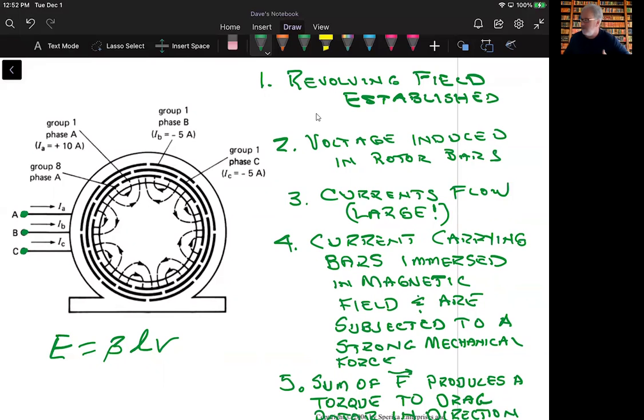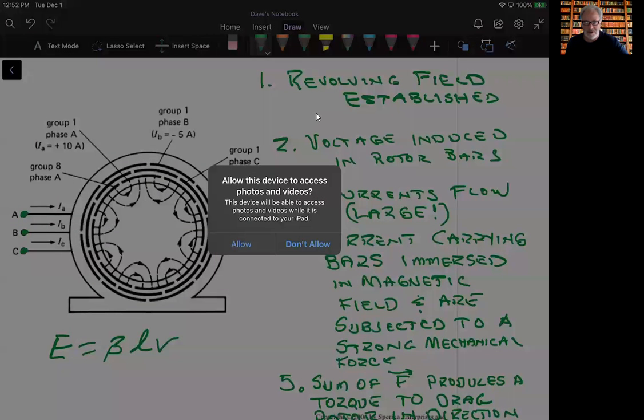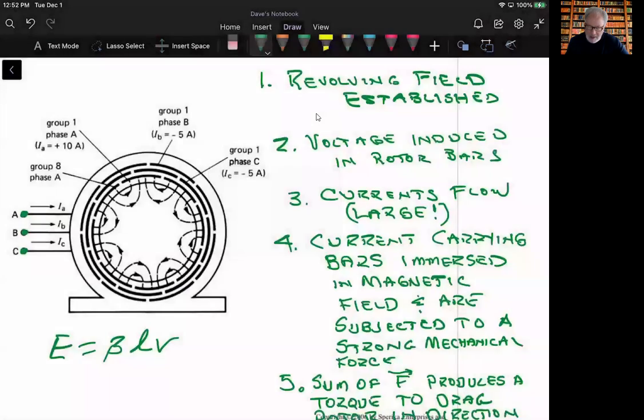So current starts to flow, and the conductors are immersed, so to speak, in this magnetic field. They themselves are subjected to forces, and those forces create a torque that drags the rotor around.